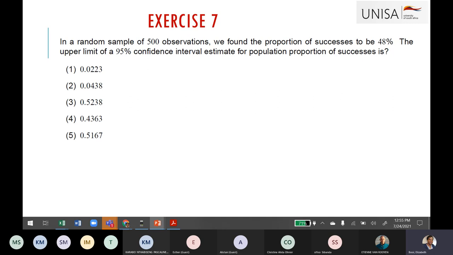Okay. What are we given here? We are given the observations, so it's going to be the proportion. It's going to be proportions, because the question also says proportions. So what you need to do is find Z alpha divided by 2. You need to find what your critical value is, and you need to multiply by it.